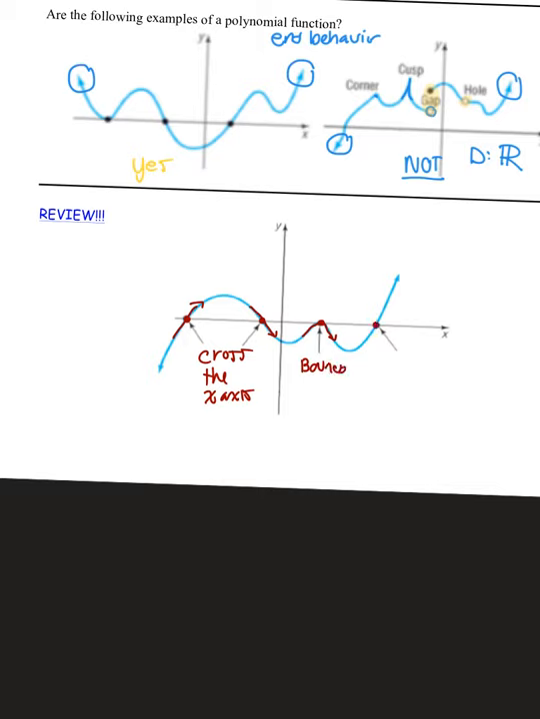And then again, we have another x-intercept here that will cross the x-axis. It starts at the bottom and it crosses through to the top. So when we're plotting our points, we're going to be talking about whether or not our function is going to cross or bounce at those x-intercepts.